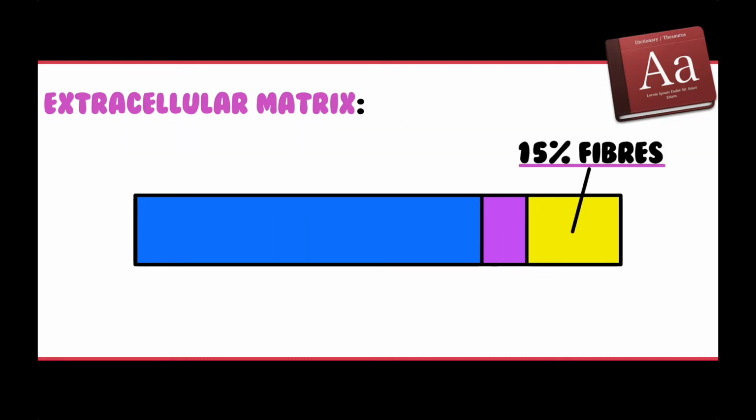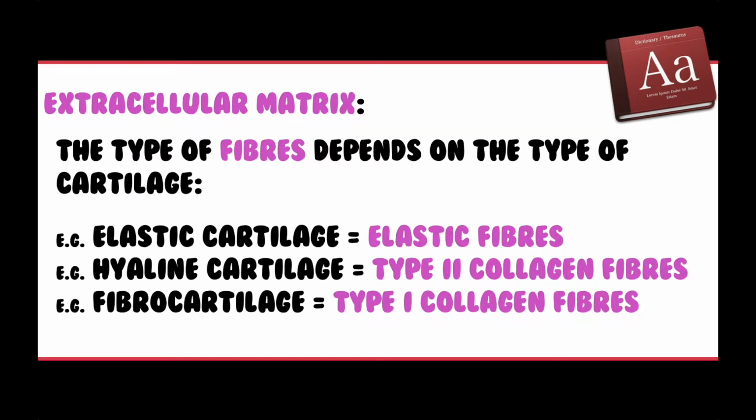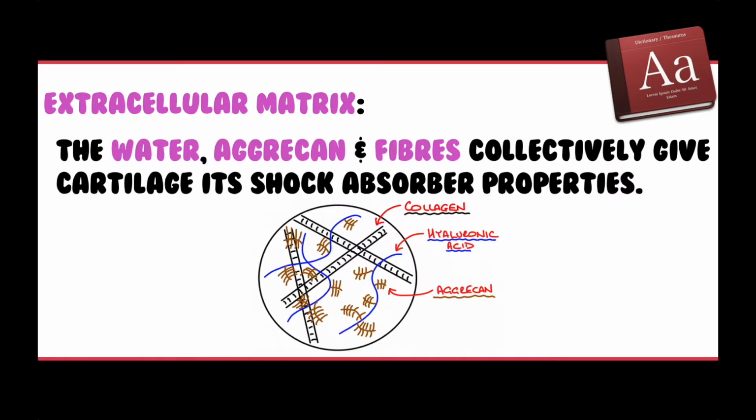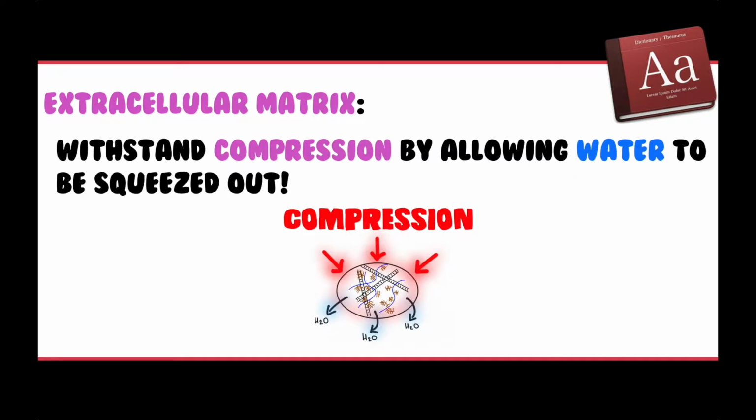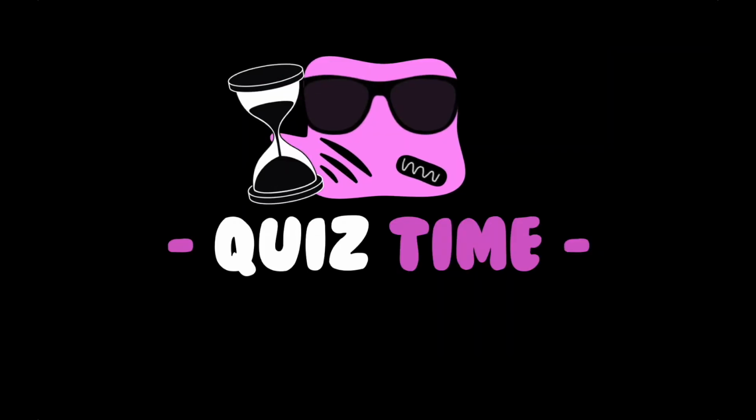The type of fibers that reside in the extracellular matrix will ultimately dictate the type of cartilage. For example, elastic cartilage predominantly contains elastic fibers, whereas hyaline cartilage mainly contains type 2 collagen fibers. Collectively, the water, aggrecan, and fibers give cartilage its shock absorber properties. This complex mixture attracts water due to the negative charges of the proteoglycans, i.e. the aggrecan and hyaluronic acid, which allows cartilage to withstand compression since water can be squeezed out when any force is applied.